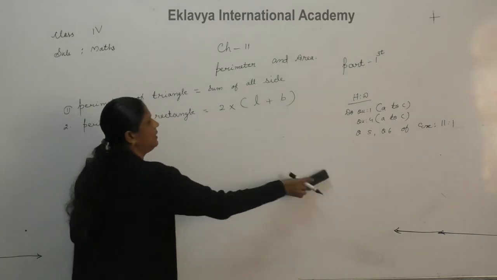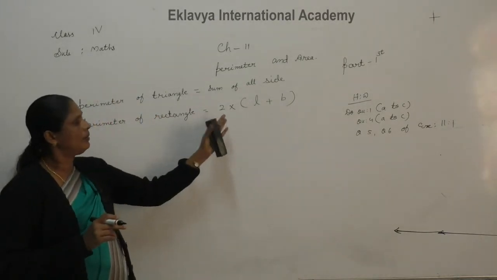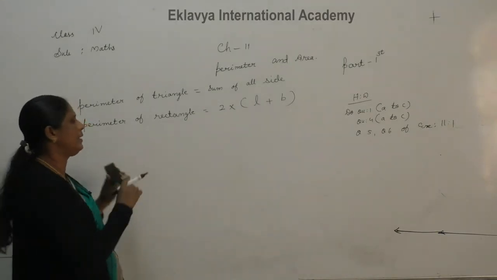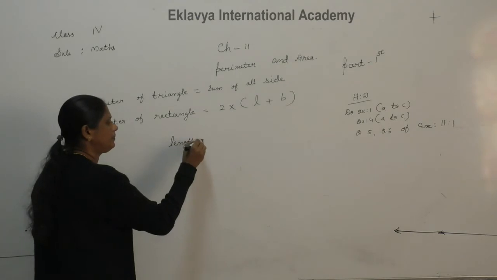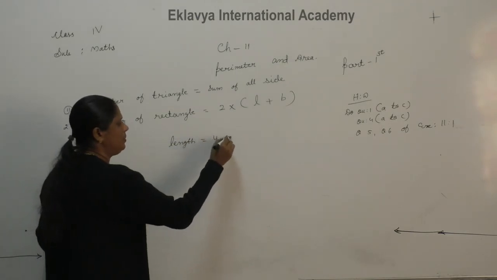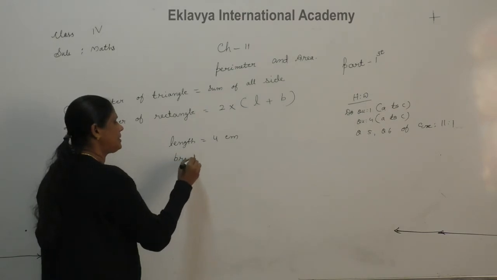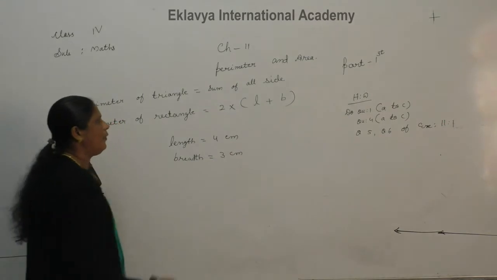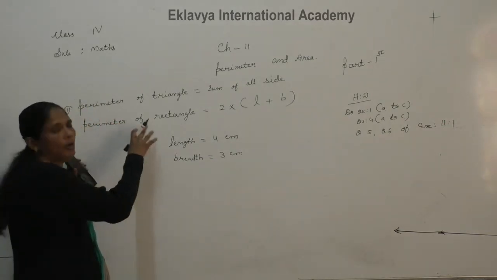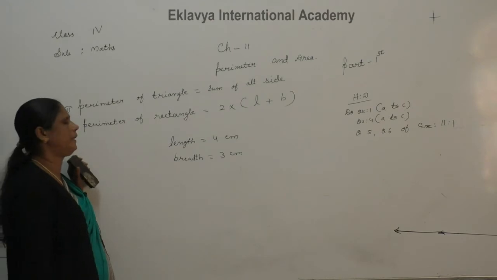Next, how to solve the perimeter of a rectangle? Length is equal to 4 centimeter. Breadth is equal to 3 centimeter. Find the perimeter of the rectangle.